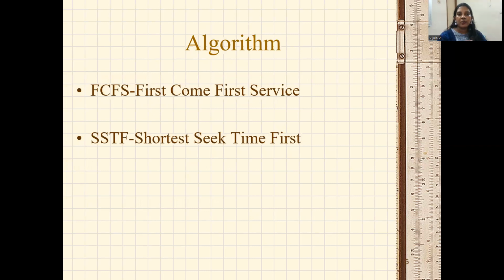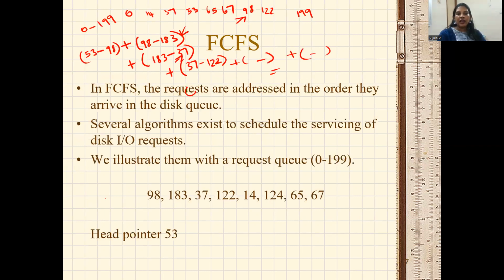We'll be looking into the two algorithms: first come first serve, and shortest seek time. In your FCFS, the requests are addressed in the order they arrive in the disk queue, which is first come, first serve.